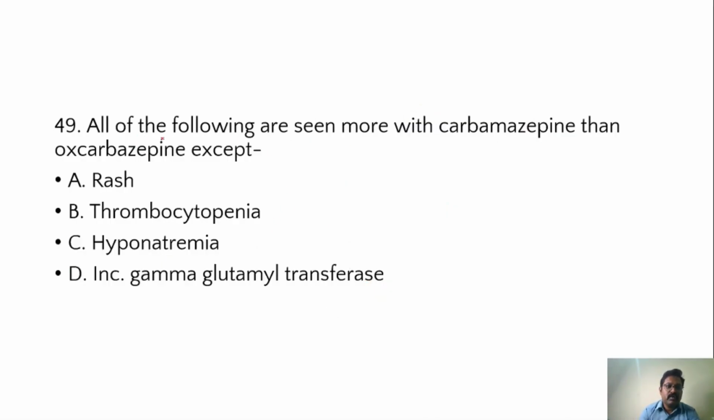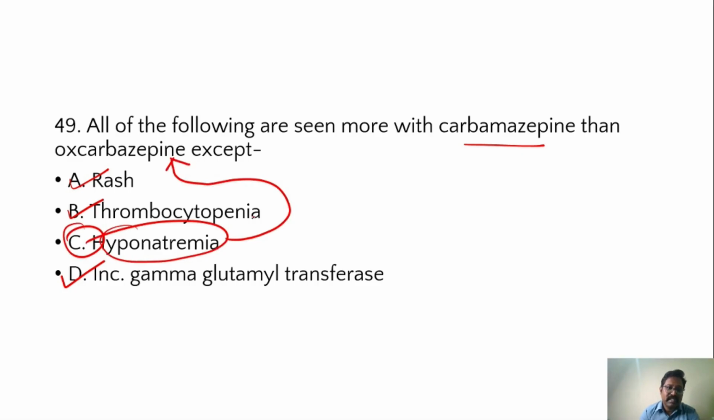Next question: all of the following are seen more with carbamazepine than oxcarbazepine, except. Carbamazepine will have rashes, thrombocytopenia, as well as an increase in the liver enzyme gamma glutamyl transferase, except for dilutional hyponatremia, which is more seen with oxcarbazepine and not with carbamazepine. So the right answer will be the except. They have asked except, so you should be very careful.